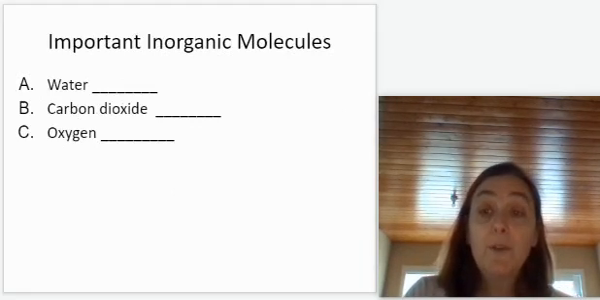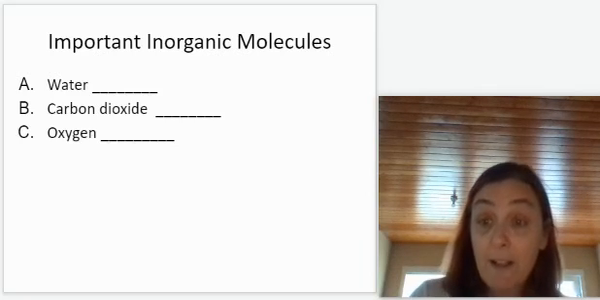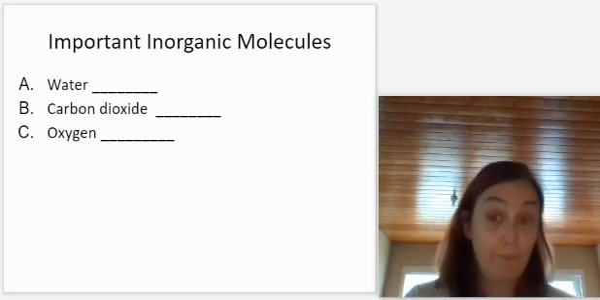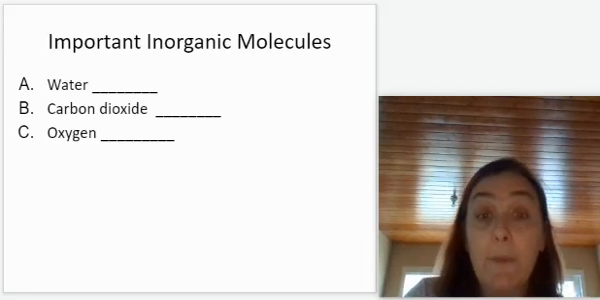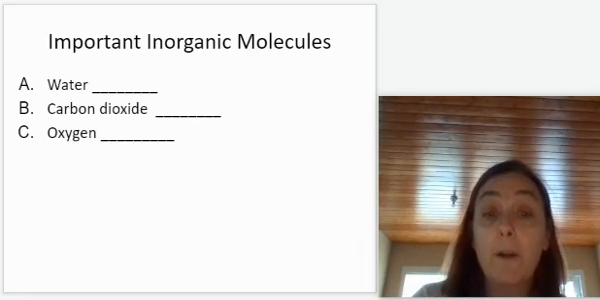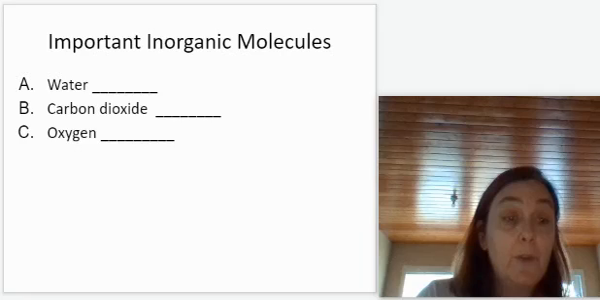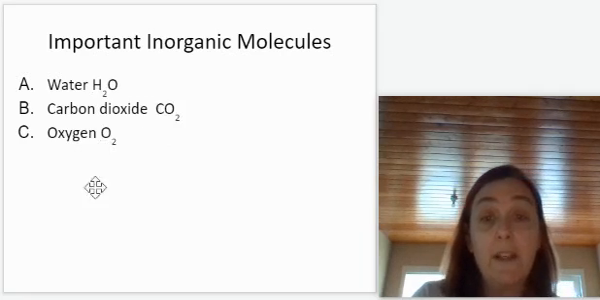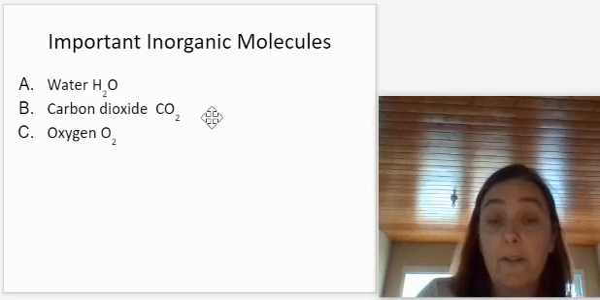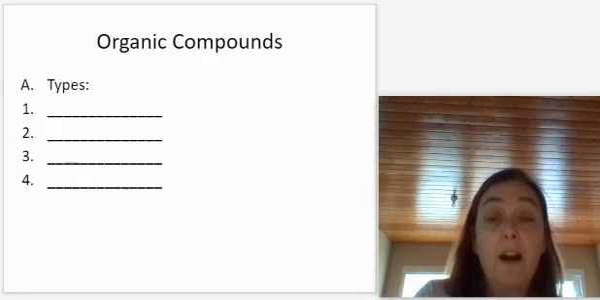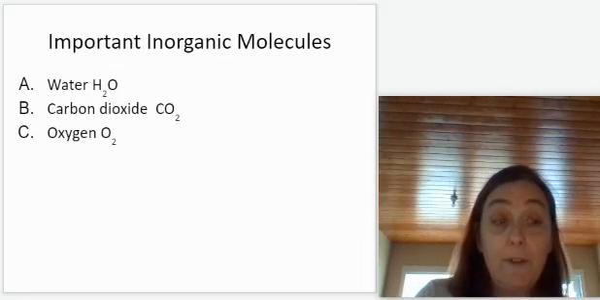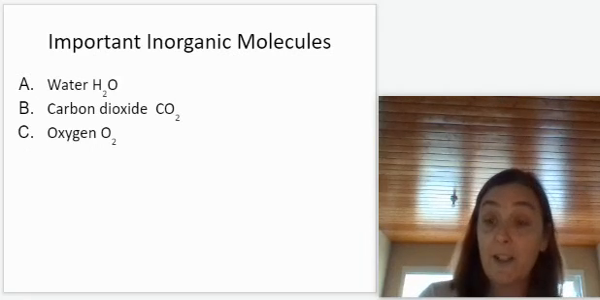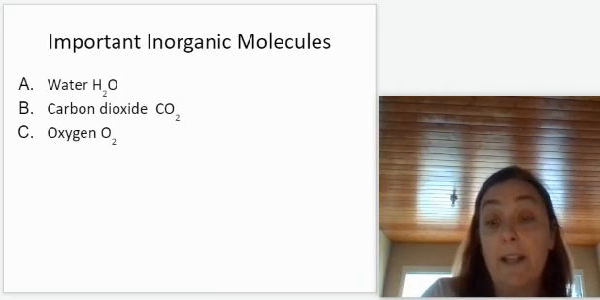Important inorganic molecules that we have to keep track of that are in living systems, biology, that's what we're studying. We're studying living systems. So these are important inorganic molecules in living systems. We've got water, carbon dioxide, and oxygen. Those are all inorganic. Water doesn't have carbon, carbon dioxide doesn't have hydrogen, and oxygen has neither carbon nor hydrogen. And that's the distinction between organic and inorganic compounds.